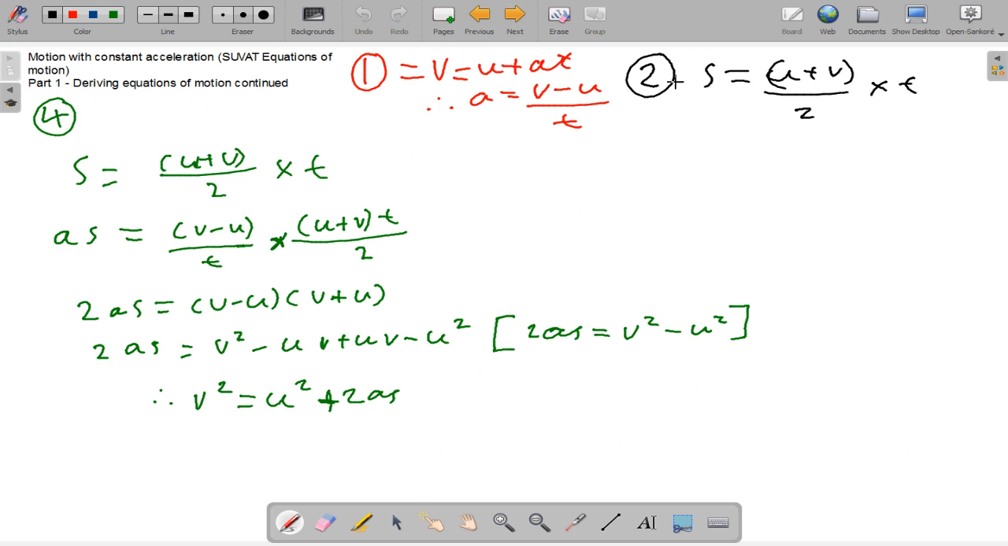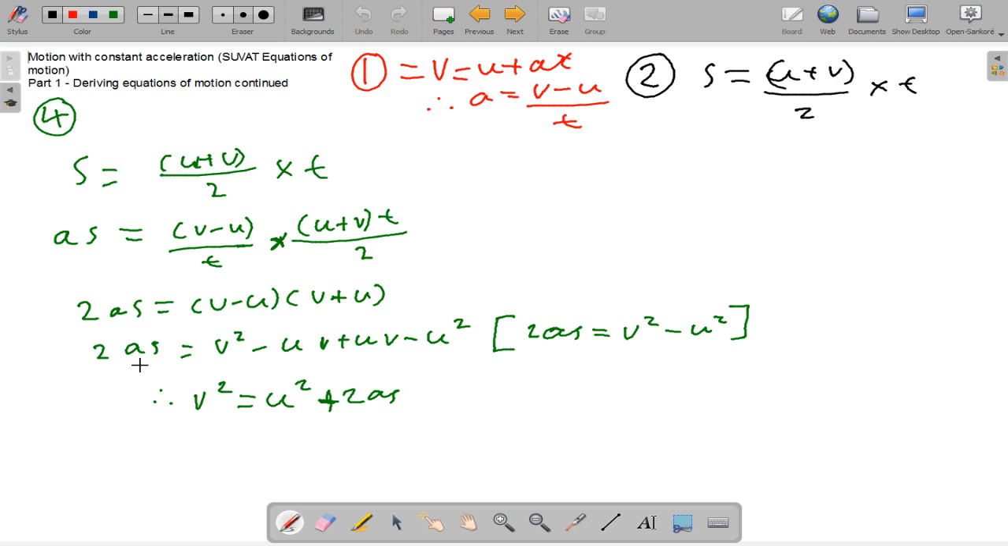So using equations 1 and 2 now, use equation 1 in this form here: a is v minus u over t, and then using s equals u plus v over 2 times t, exactly the same, you don't need to rearrange it. You times both sides by a, making 2as equals v minus u over t times u plus v over t times t, so 2as equals v minus u times u plus v.